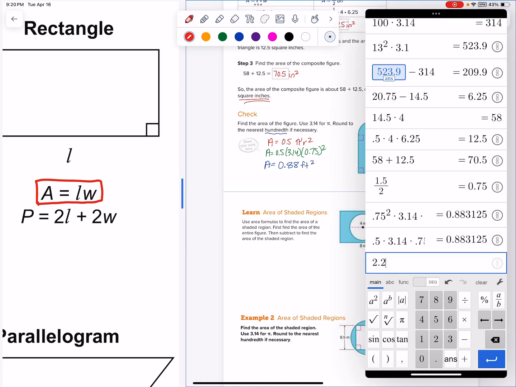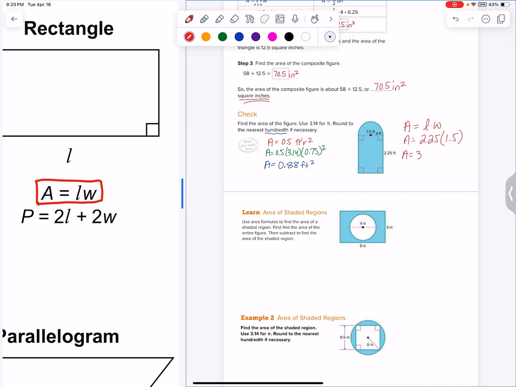2.25 times 1.5, and we get 3.375. Going to the hundredth, 375 or 38, there we go. 3.38, and then this is feet squared.